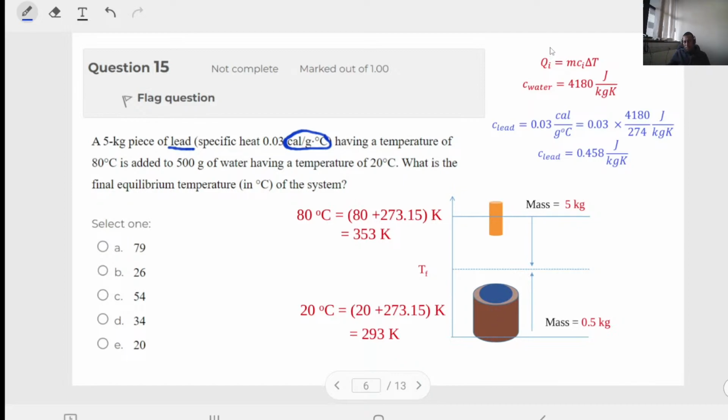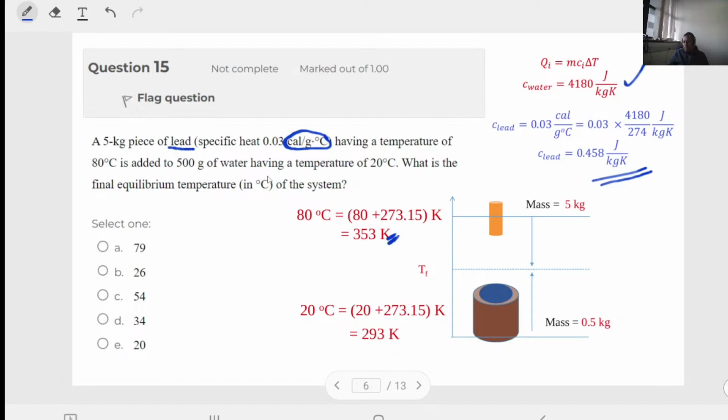Then Q, as usual, is MC delta T. C of water is 4180 joule per Kelvin per kilogram. You should be aware of this one, or you will be given it. C of lead, I've converted for you from calorie per gram per degree centigrade to joule per kilogram per Kelvin. Please find out yourself if you don't know how, but this is the inappropriate unit for the lead. You don't need to convert into Kelvin, you could continue working as it is, but it is better to work with Kelvin in SI unit. I've converted for the lead.